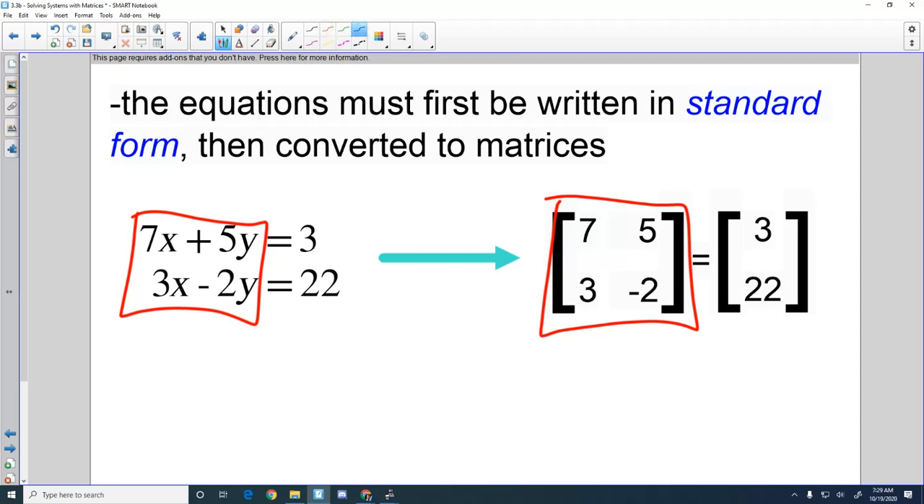On the right, the 3 and the 22 don't have variables next to them, so those are called constants because they don't change, they don't vary. 3 is always 3, 22 is always 22. And so those then become the constant matrix. You just take your two groups of numbers and put each one of them into a matrix. What do you think? Can we do this so far? Nothing too tricky?